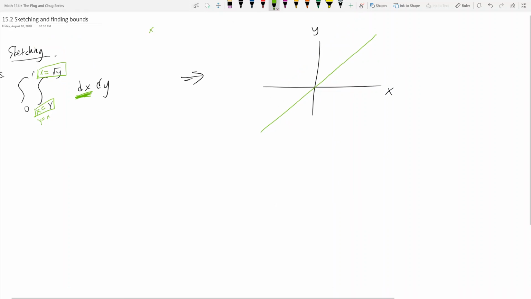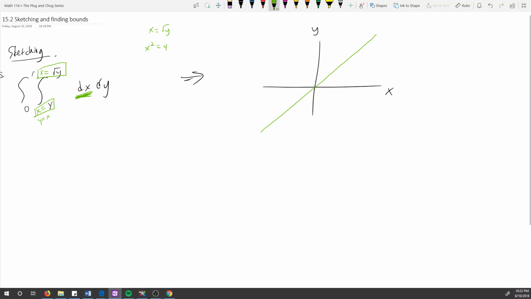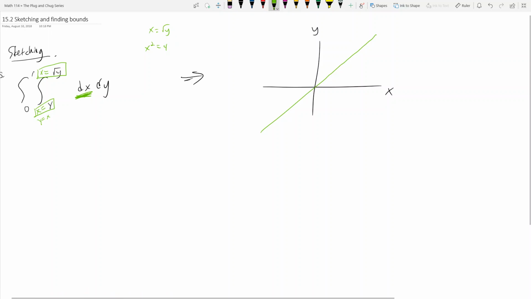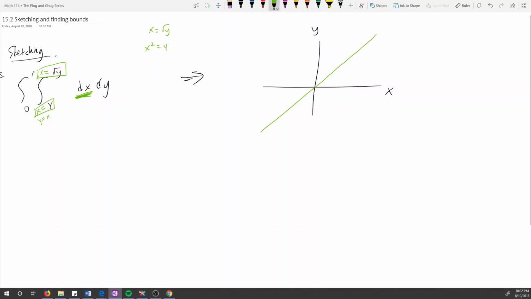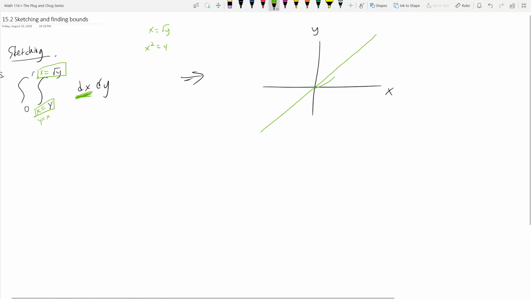Well, x equals root y is the same thing as x squared is equal to y, which you might know better if you read it the other way: y is equal to x squared. You know what y equals x squared looks like. That's just a parabola that goes like that.